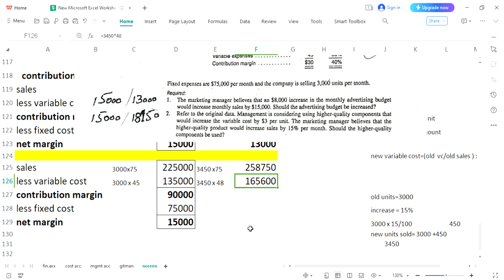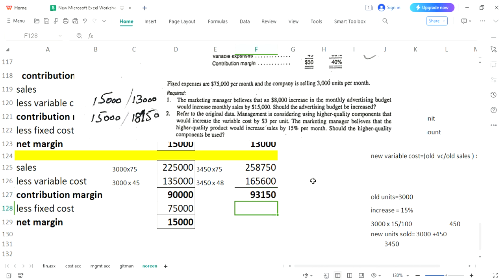Okay, new sale has been arrived, new variable cost has been arrived. It's time to calculate your contribution margin, and I'm very hopeful that you are well familiar with the formula of contribution margin. You will subtract your variable cost from sales. Amount of sale was 258750, and you will subtract your variable cost, which is 165600. This way your contribution margin has been calculated.